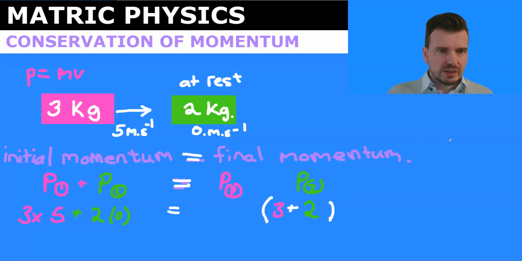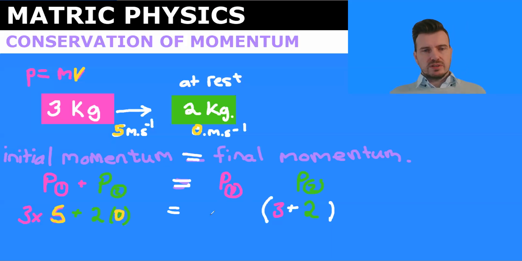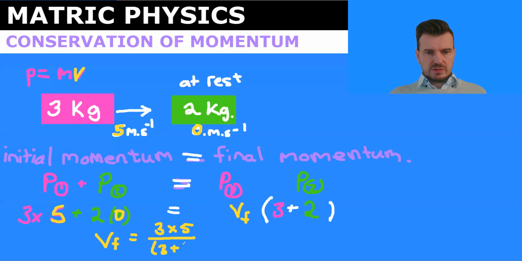I'm going to do the velocity in yellow for all of these. So V, 5, 0. And so the velocity we're not sure of, but it's V final. And so we know the V final is equal to 3 times 5 divided by 3 plus 2. And so we know that they go off at 3 meters per second. So that's the conservation of momentum in a nutshell.